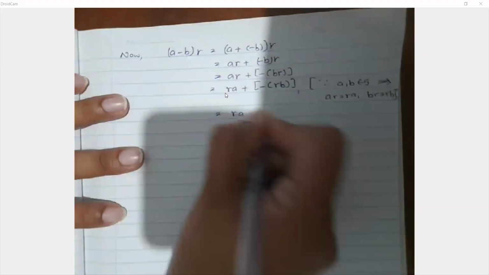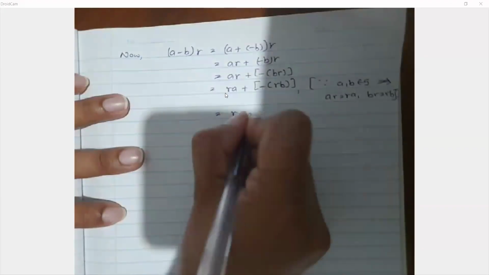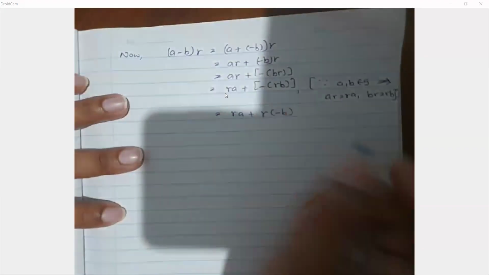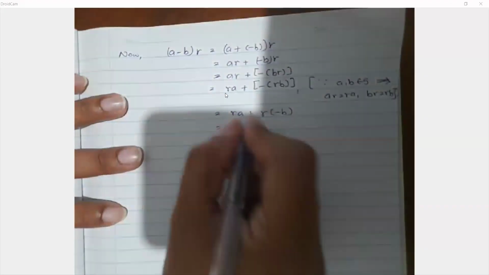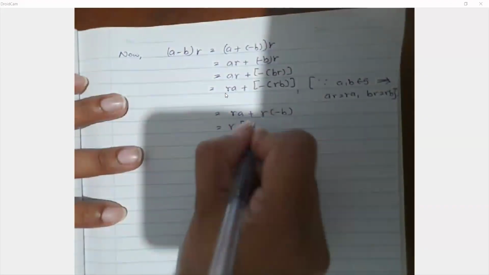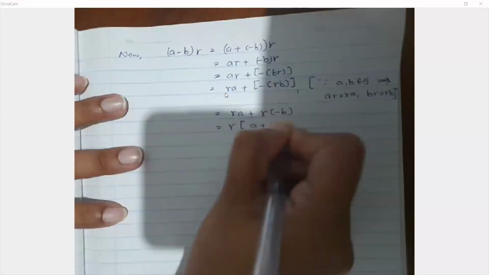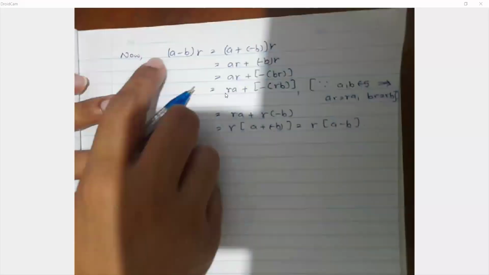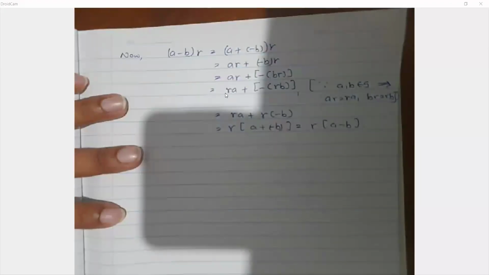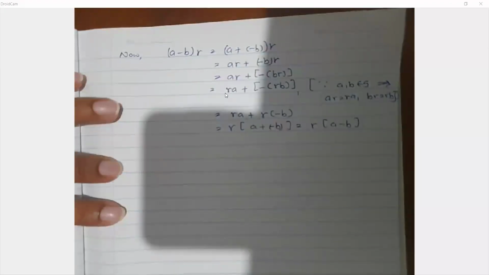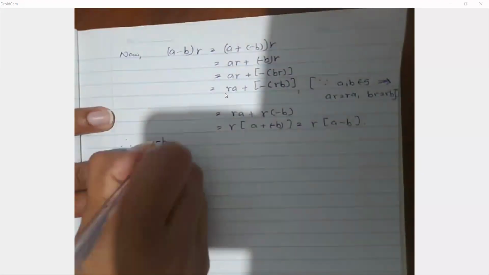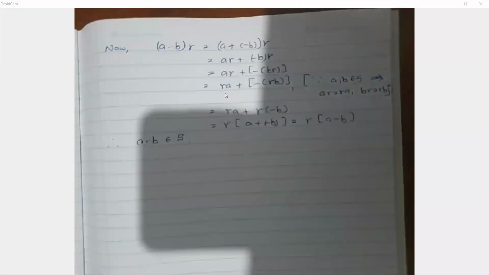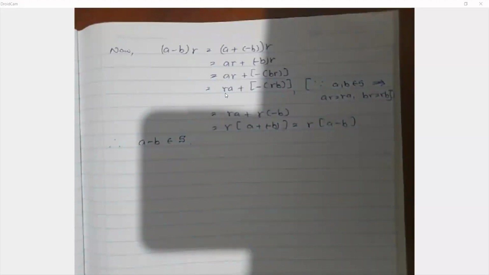This is equal to RA. This minus you can write as R times minus B, simply referring to that previous theorem. Take out R using the distributive laws. We have A plus minus B, which is simply A minus B. So we have A minus B times R equal to R times A minus B. By definition of S, A minus B belongs in S. That is, S is closed under subtraction as well as multiplication.